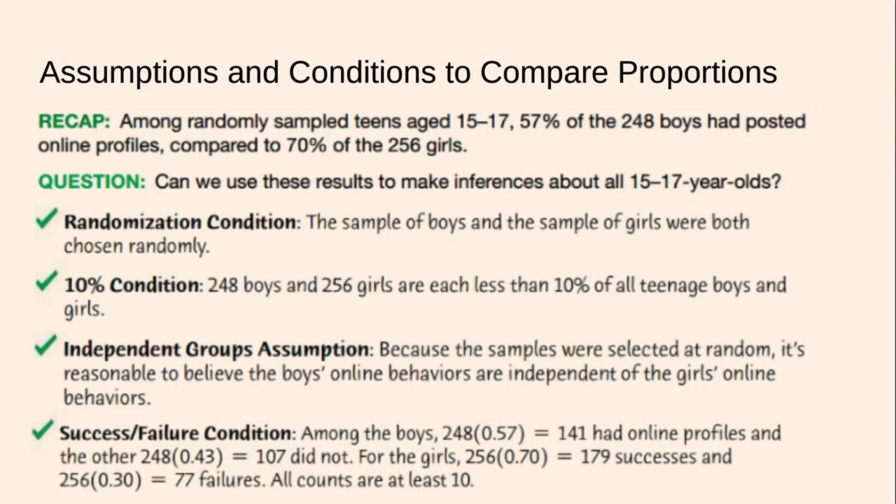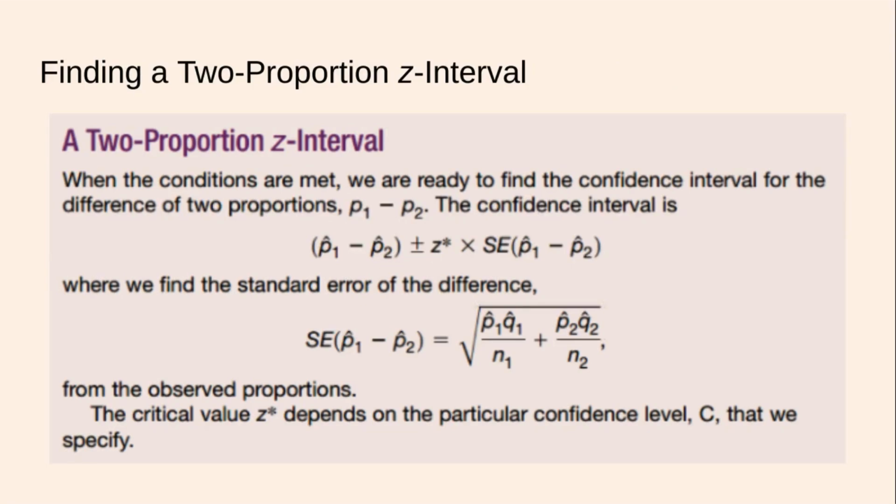And success-fail. Among the boys, 57% of 248 is 141. That is greater than 10. And 248 times 0.43 is 107, did not, also greater than 10. For the girls, 256 times 70% is 179 successes. 256 times 30% is 77 failures, both greater than 10. We can move on. All right, so now we're going to talk about the 2 proportion Z interval.